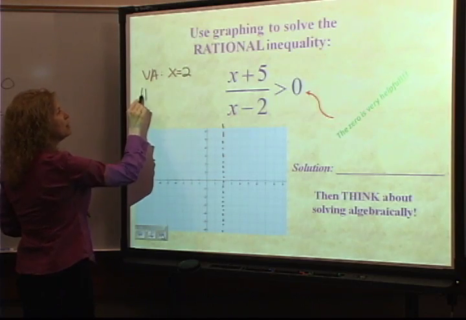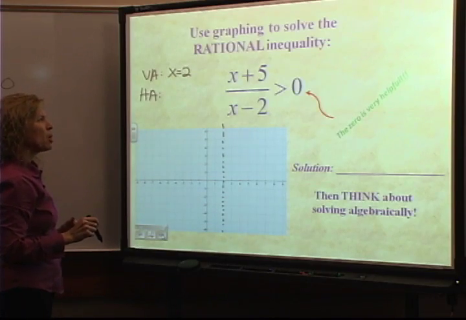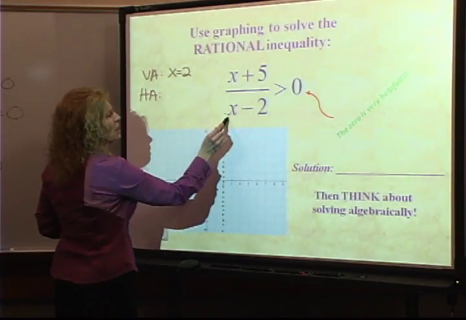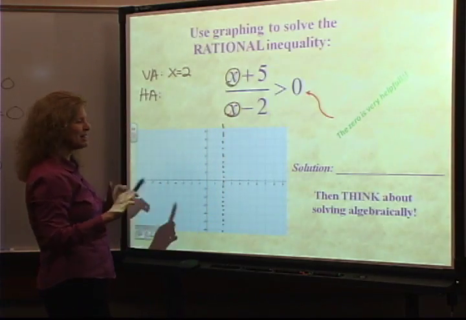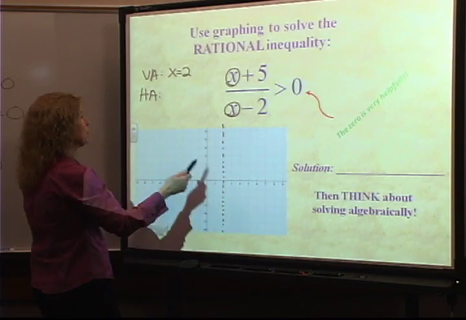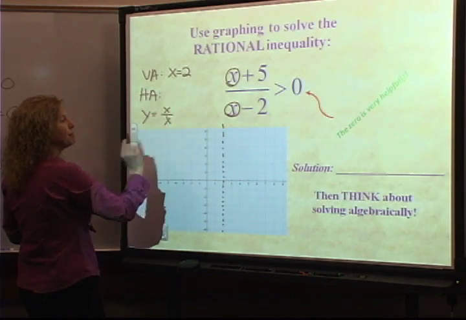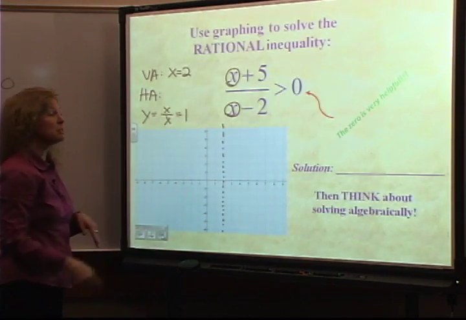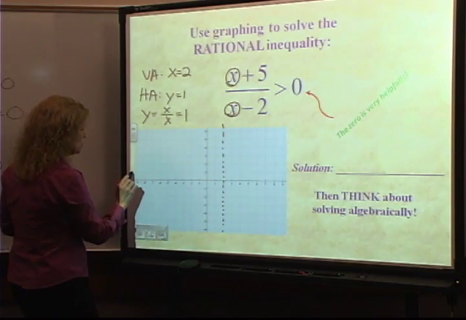You remember how we got our horizontal asymptotes? What we did was we took the highest degree term out of the top and the bottom, because the highest degree is the only thing that matters when we're talking about really large numbers. And we say y equals x over x. Well, that simply reduces to 1. So that's my horizontal asymptote, y equals 1.